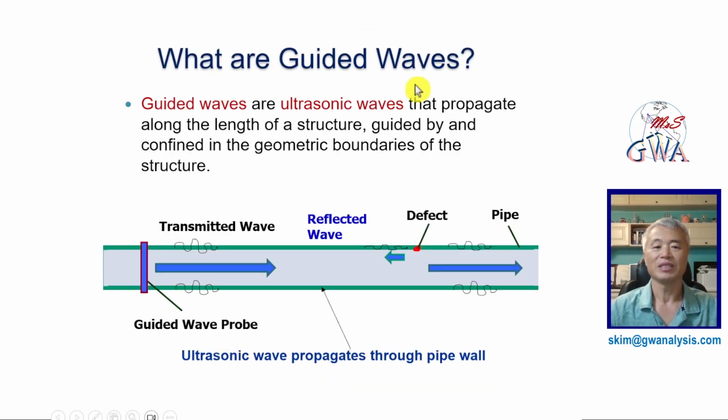What are guided waves? Guided waves are ultrasonic waves that propagate along the lengths of pipelines, confined by the outer and inner wall of pipelines. Because many inspectors are familiar with ordinary ultrasonic testing, I would like to introduce the dispersion curve of ultrasonic wave mode in bulk steel first.